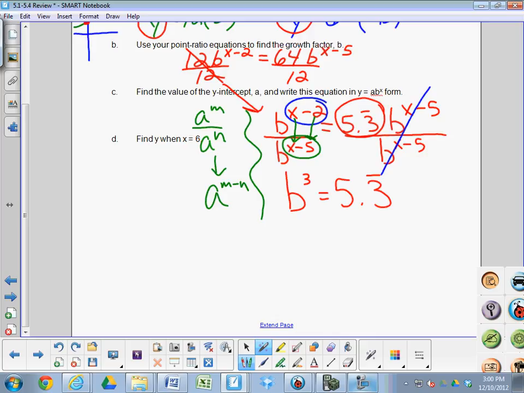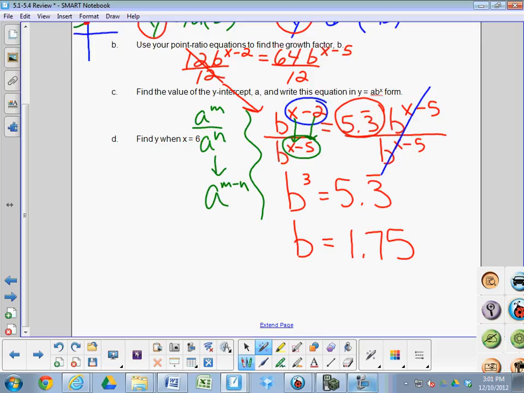And if b cubed equals 5.3 repeating, cube root both sides, and you get 1.75. Exactly. You pushed 3 a bunch of times, and it came out to 1.747. Okay. So we'll round it to 1.75.